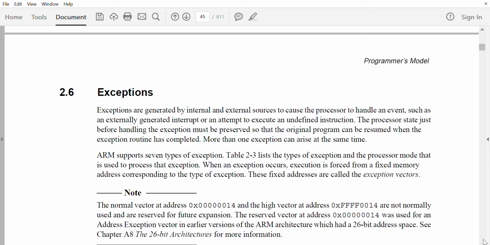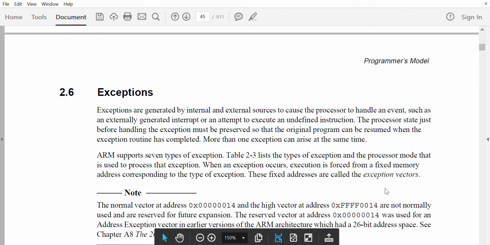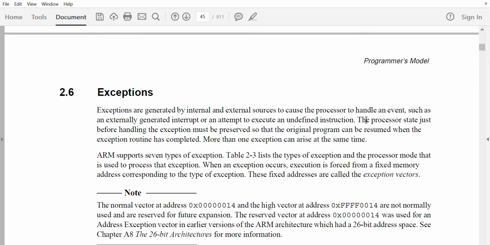So we've been talking about exceptions here and there. So what is actually an exception? Exceptions are generated by internal and external sources to cause the processor to handle an event. An event happens, which is not a normal event. Something happens, for example, an externally generated interrupt. In the normal routine, an interrupt does not happen. But when a special case happens, when an event happens, an interrupt can happen.